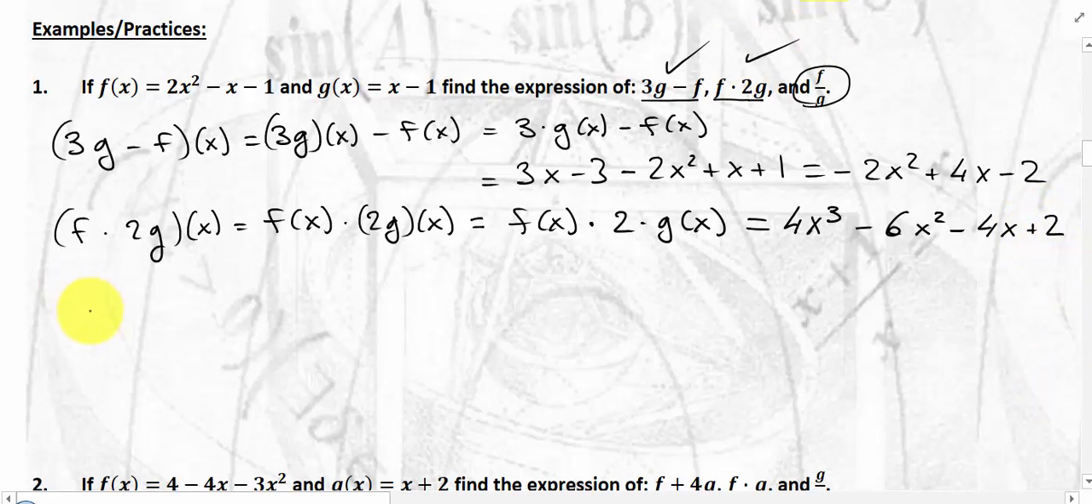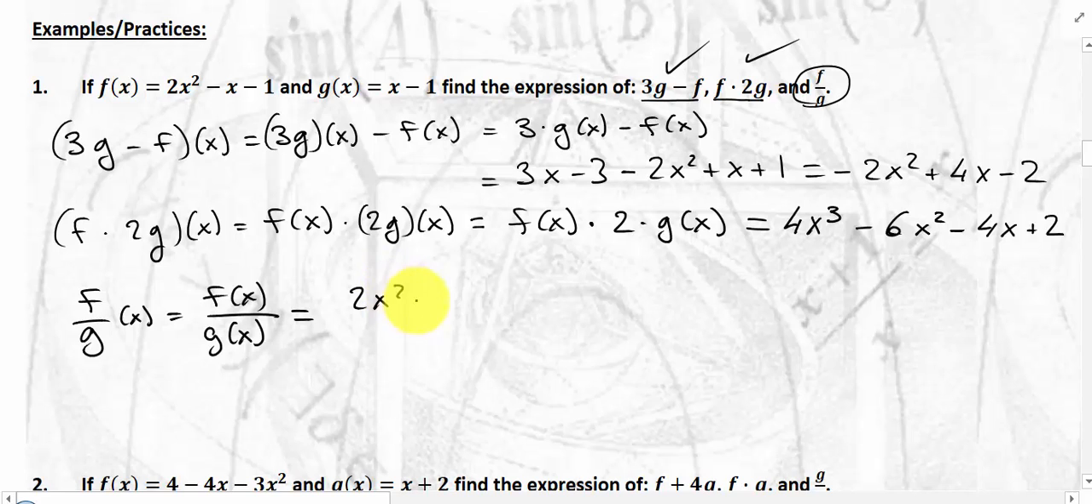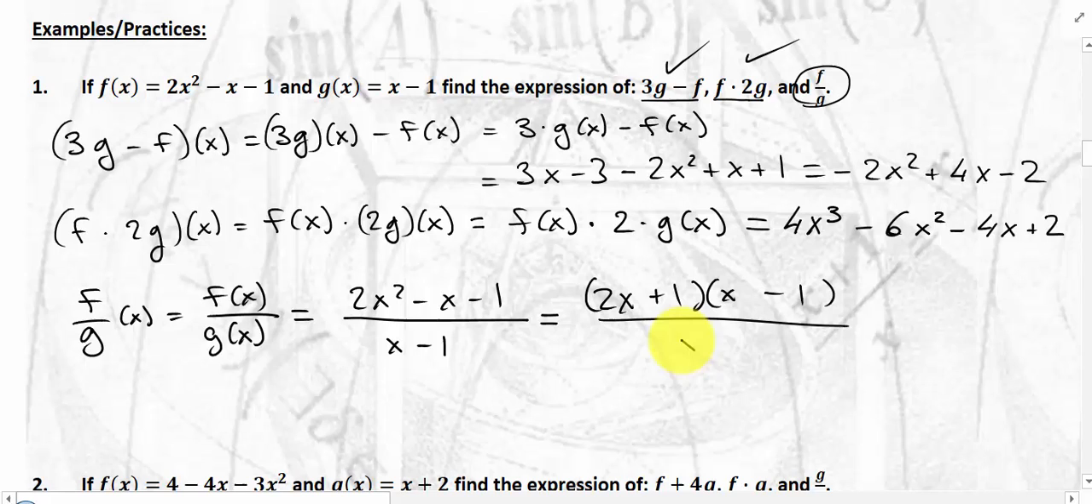And finally the ratio, f over g at x. This is just f of x divided by g of x. So it is 2x squared minus x minus 1 divided by x minus 1. So we could try to go further here. We're going to have to be very careful though. 2x times x minus 1 plus 1 over x minus 1. Yep, we're going to have to be very careful though, right?